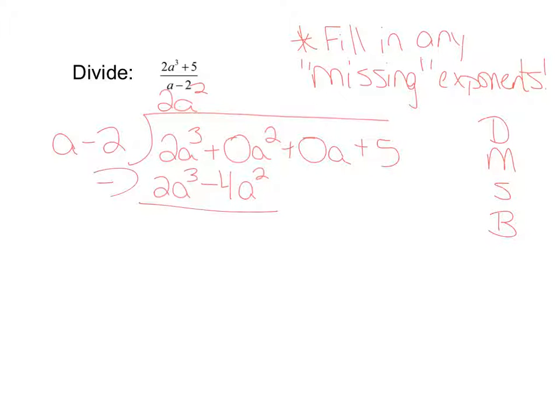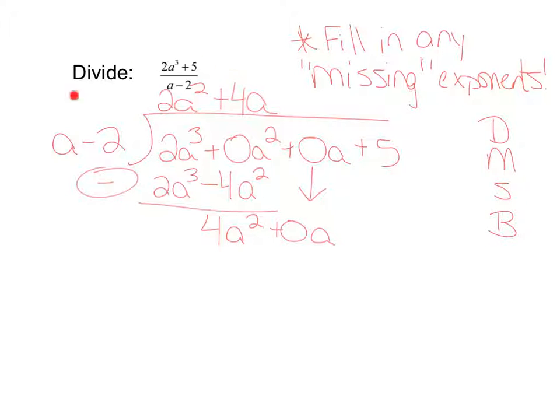So now we're going to subtract. 2a cubed minus 2a cubed, gone. That's exactly what we wanted. 0 minus a negative 4 becomes plus 4, so this is 4a squared. Now we're going to bring down the 0a. We divide again. A into 4a squared goes 4, and we subtract the exponents, we get 4a.